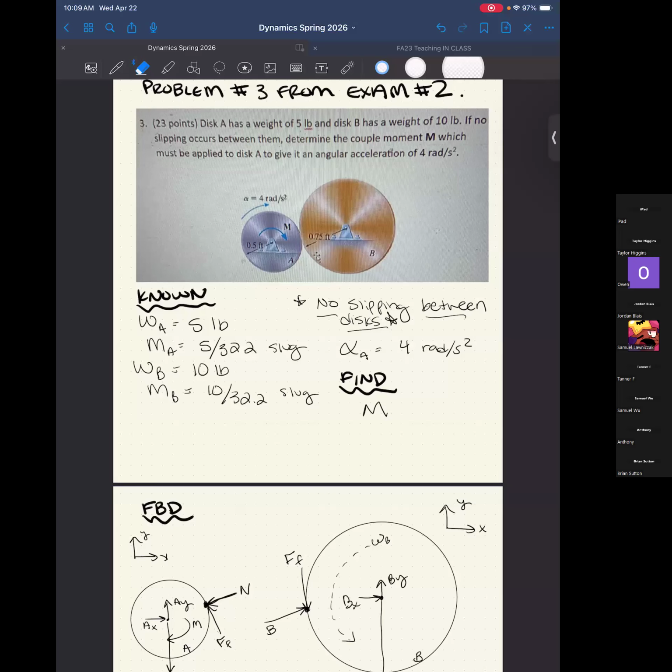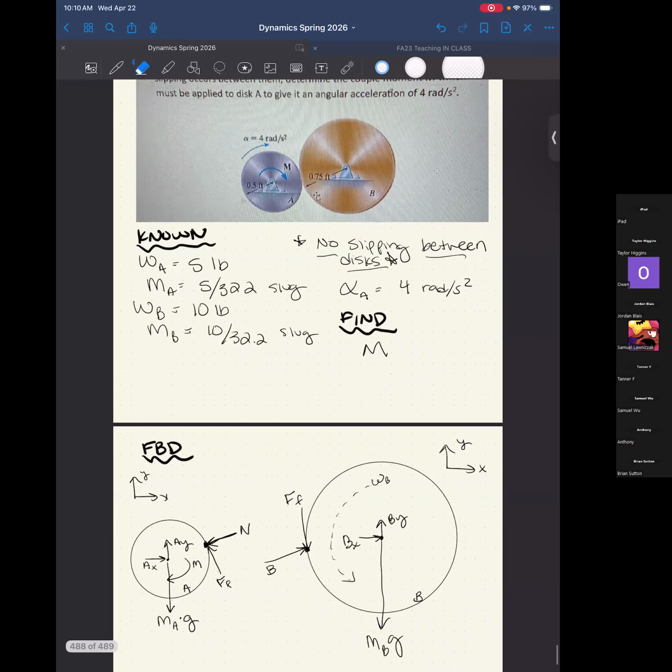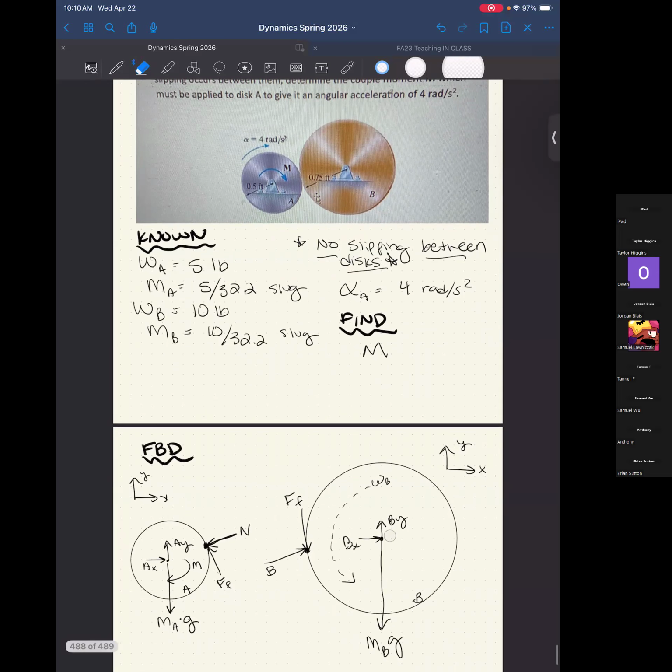Leia? I had a question. Yeah, go ahead. For the friction force for B, is it in the same direction that the disc is moving? Yeah, because it's causing that motion. It's pushing it. It's the only thing that's pushing it. I mean, we've got all of these other forces, but all of these other forces are directed directly into point G, the center.